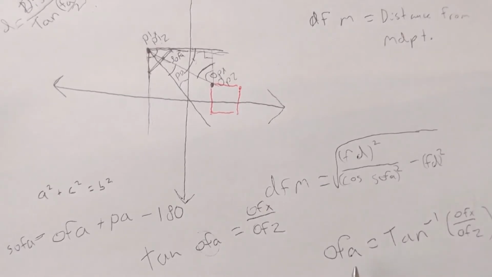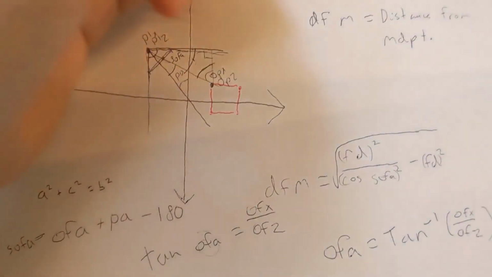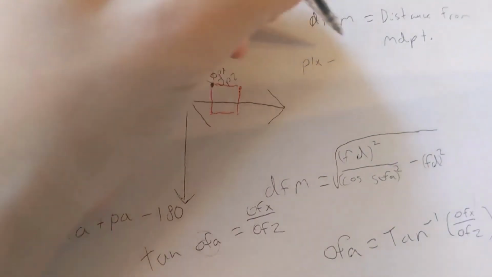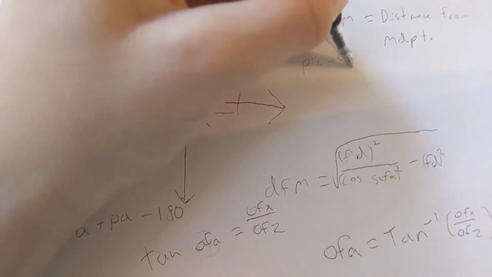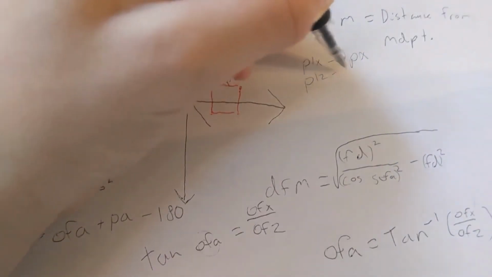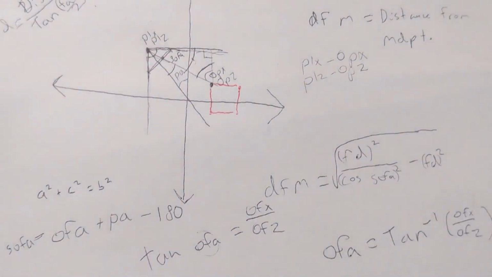So now once we have this offset angle, we still have two variables that we haven't defined yet. But these are going to be easy. Offset X, well, it's just going to be player X minus obstacle X. And then the same for Z. So now we have found the coordinate just using already defined variables.